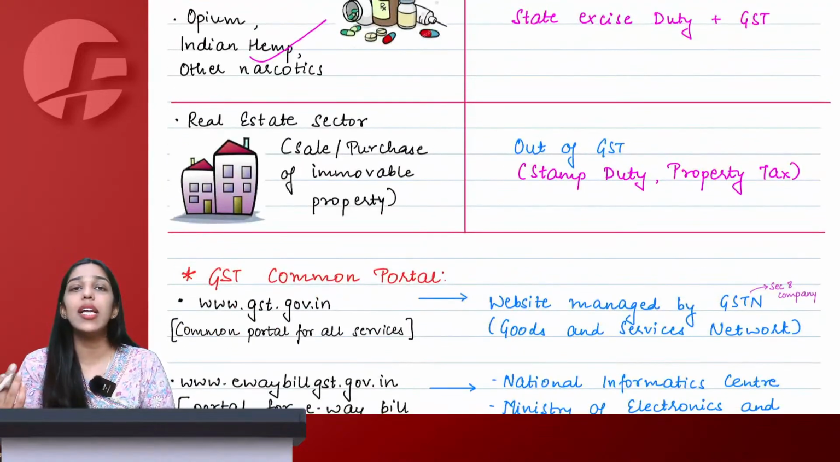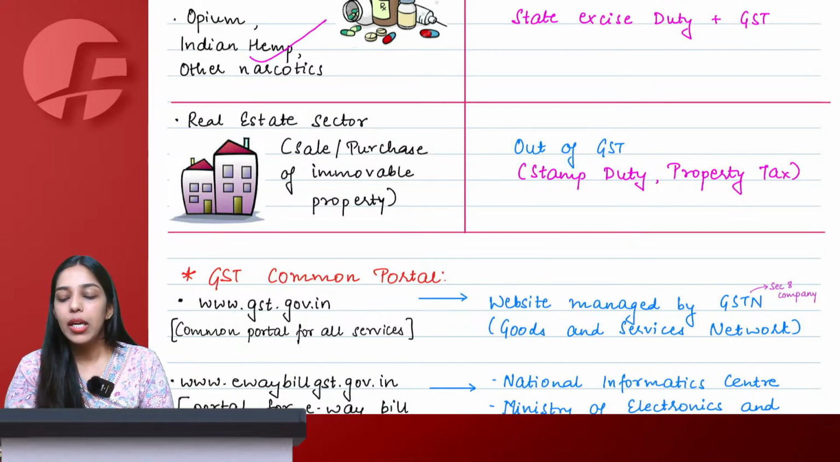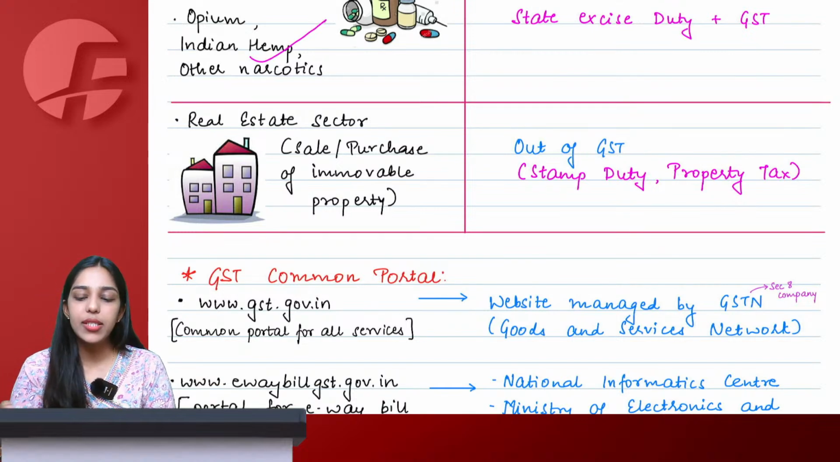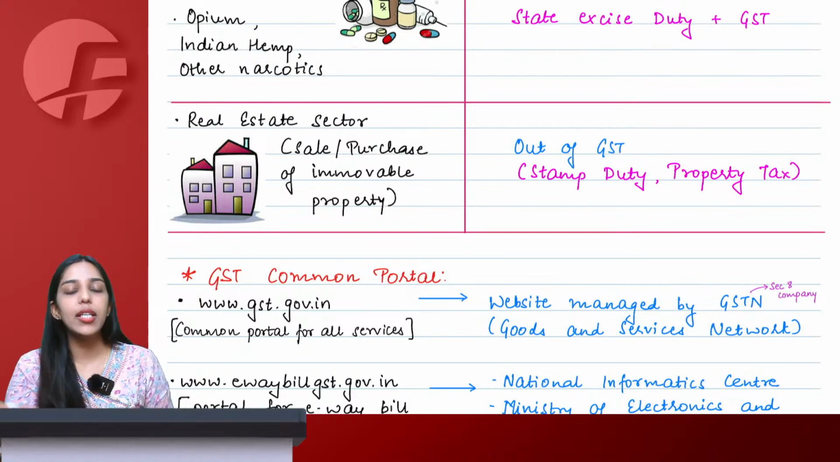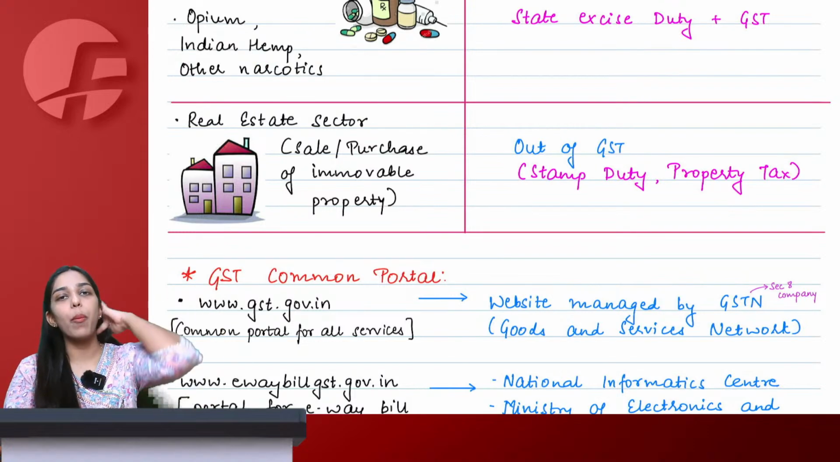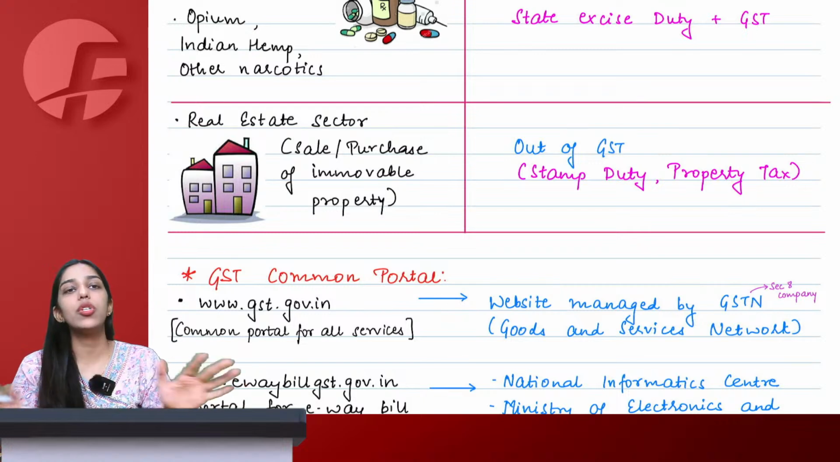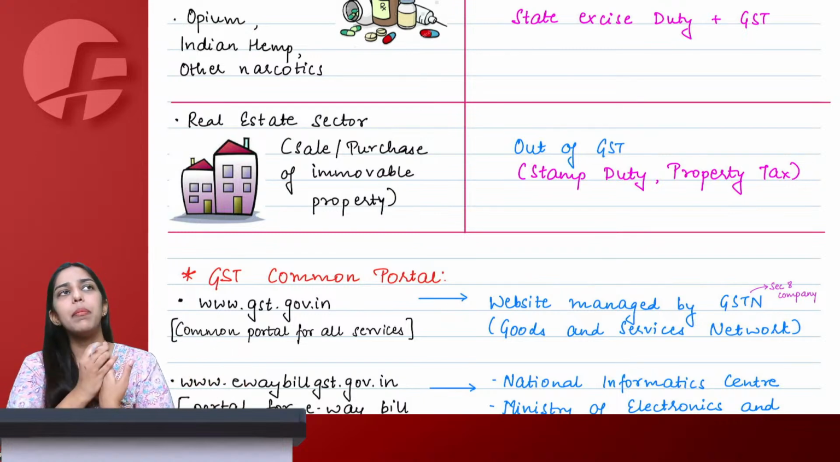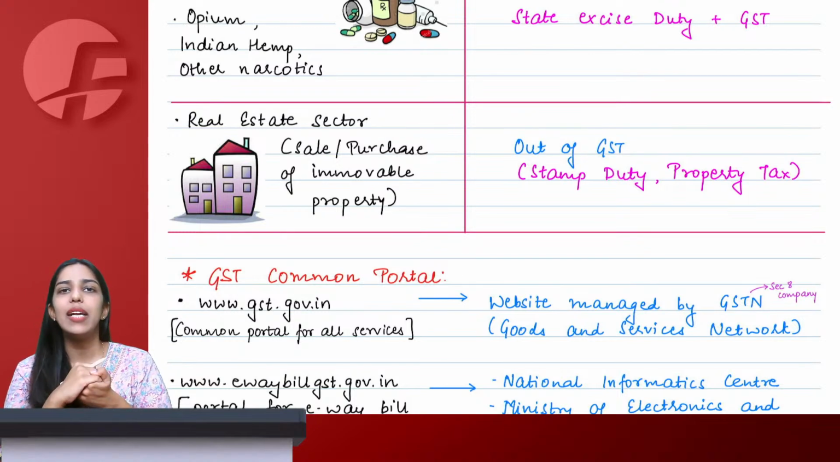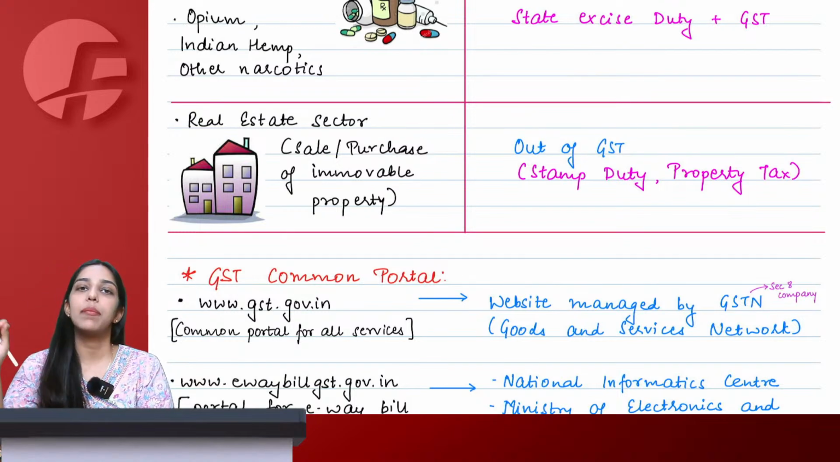And last is real estate sector. If I am selling a completed land or building, then property taxes and stamp duties are levied and it is outside the scope of GST. So today if you are staying in a house, you own a property and you sell that property, no GST is going to be levied. But ma'am, we purchased a new house just a short time back and the builder levied GST. We will discuss that point later.